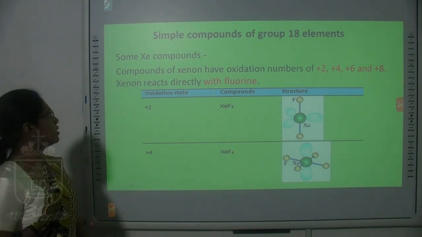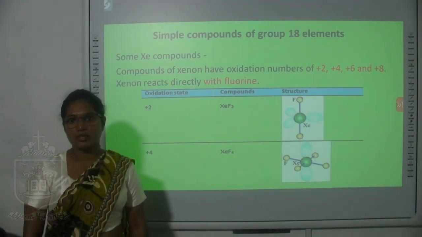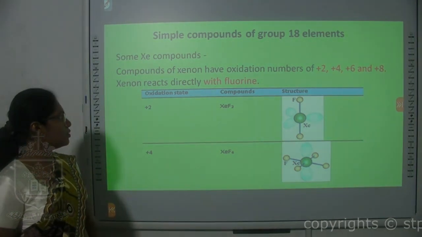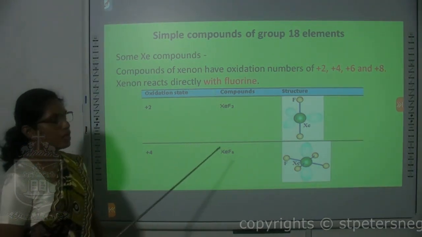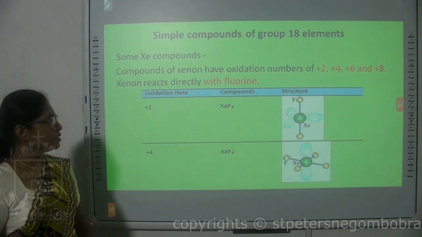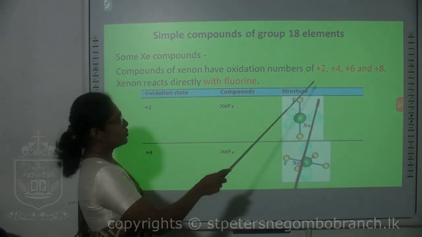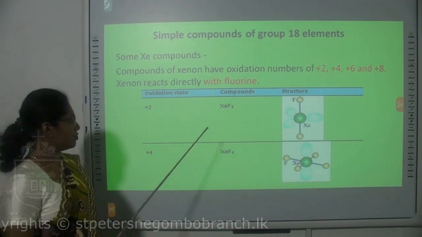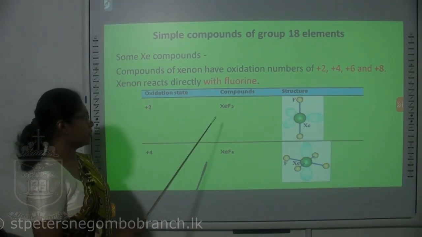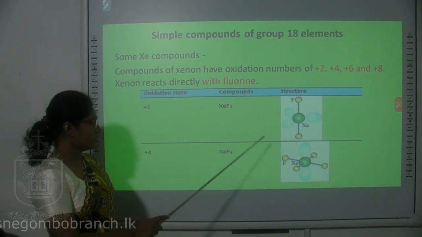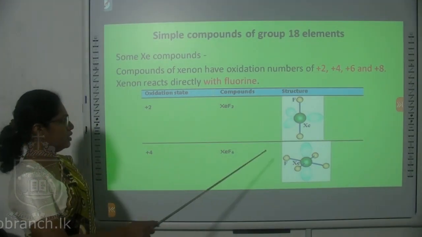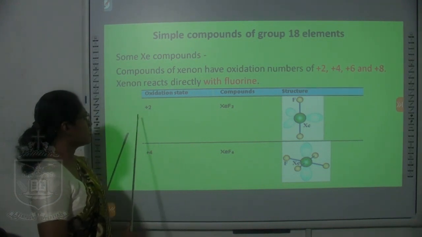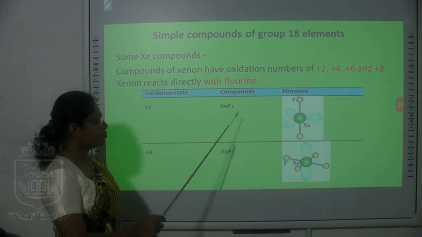As I told you, only xenon forms compounds. Xenon forms compounds with fluorine and shows the oxidation states of +2, +4, +6 and +8. If we check the compounds and structures, here this is the structure, this is the oxidation state and this is the compound.